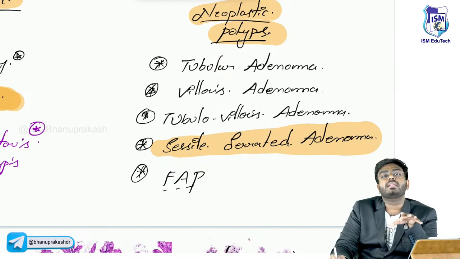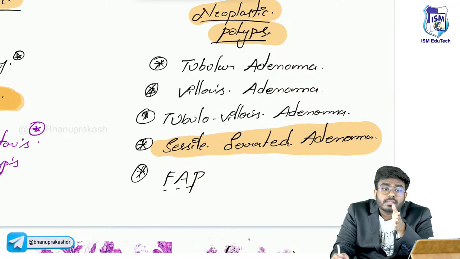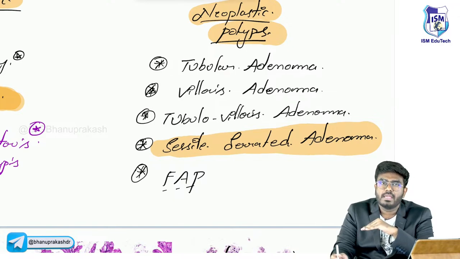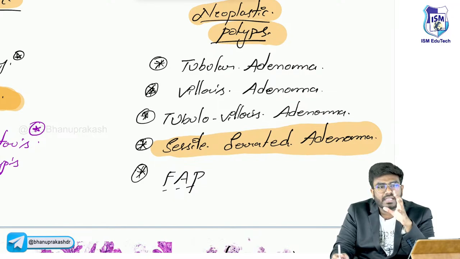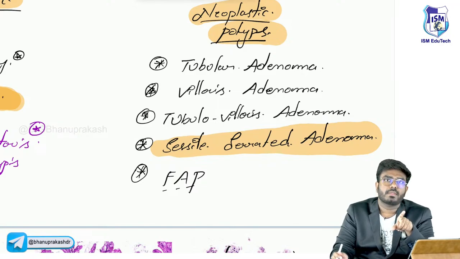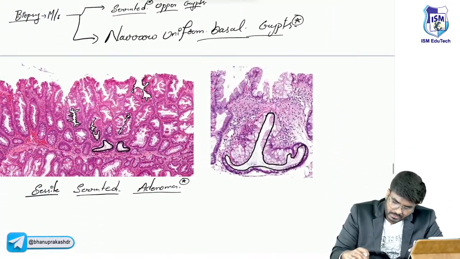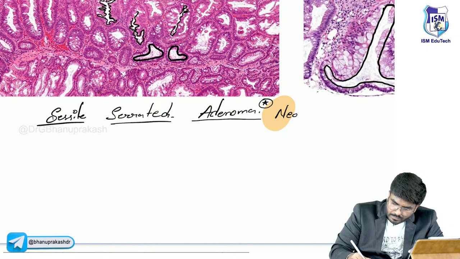So how to differentiate between a hyperplastic polyp and a sessile serrated adenoma: look at the base and apex, the upper region and lower region. Whenever you see boot shaped or inverted T shaped crypts, and the serrations are present in the upper crypts as well as the lower crypts, that's an example of sessile serrated adenoma. But if upper crypts are serrated and the basal crypts are uniform, then it is an example of hyperplastic polyps. Sessile serrated adenoma is an example of neoplastic polyp.